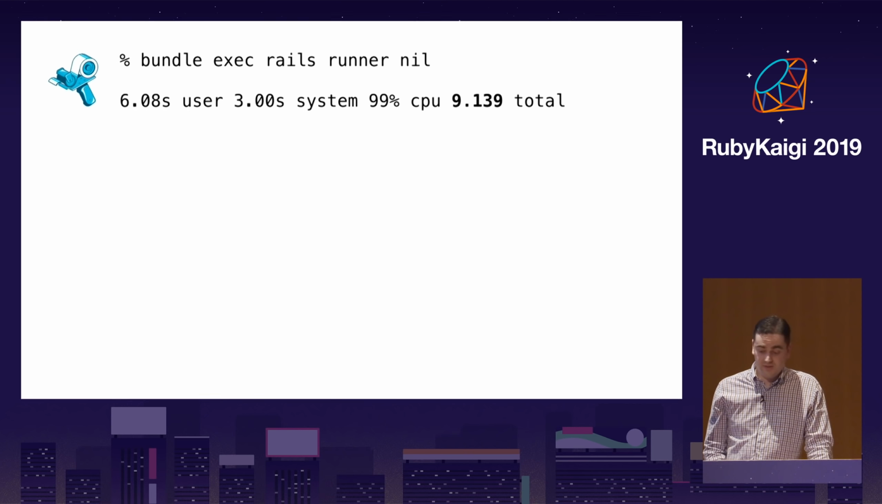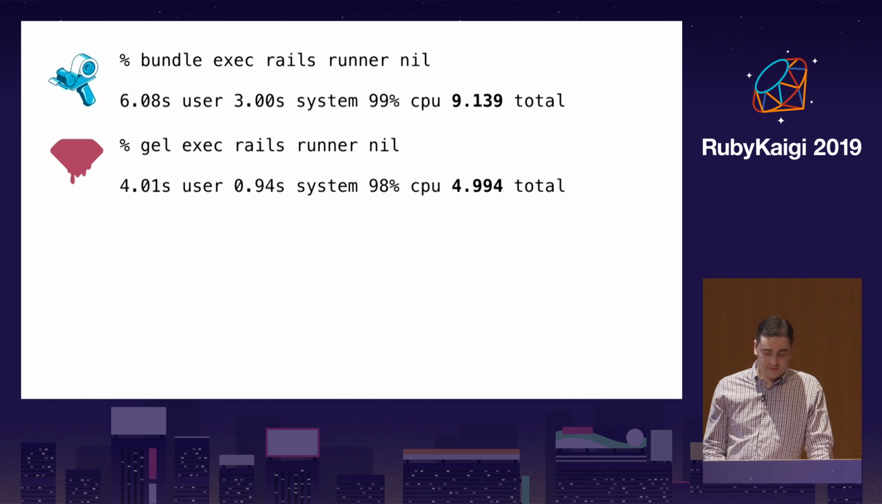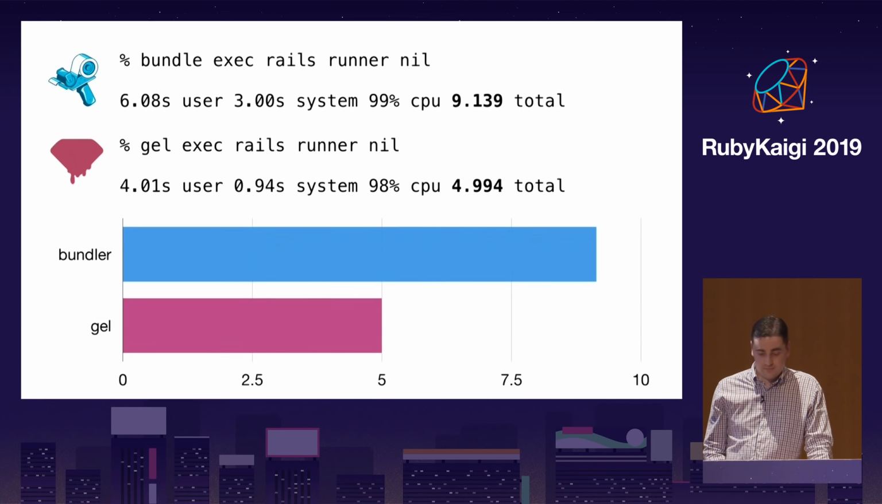With Bundler, we boot in 9 seconds. This is booting the Buildkite main Rails application, so it's not a 15-minute blog, it's a well-maintained Rails 5.2 application. Gel does it in 5 seconds. That's still not super fast, but we've trimmed a lot of fat. Most of what remains is time spent in Rails itself.